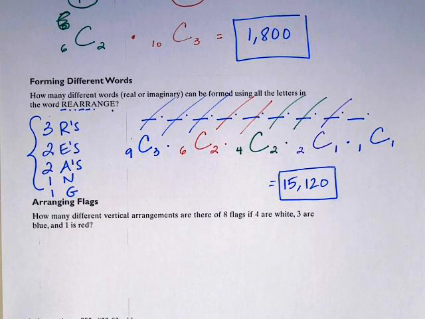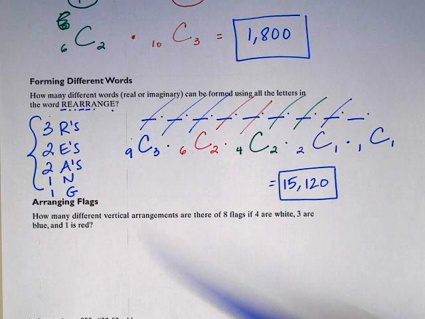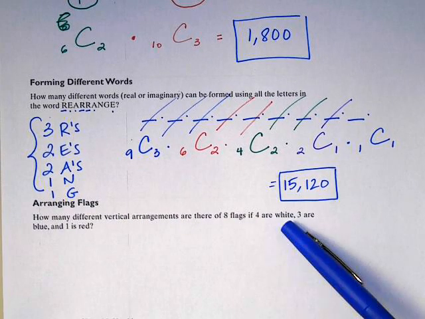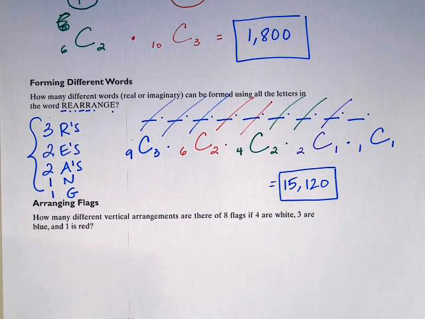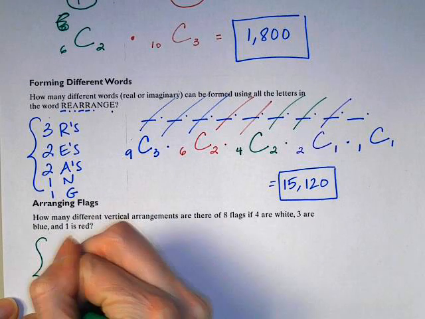We'll do this on the next one. Okay, and then the last one here, arranging flags. How many different vertical arrangements are there of 8 flags if 4 are white, 3 are blue, and 1 is red? So notice this is a very similar problem, right? We have 4 whites, 3 blue, and 1 red, and we want to find all the different combinations of arrangements we could make. So one way to do it is the same way we did the previous one.